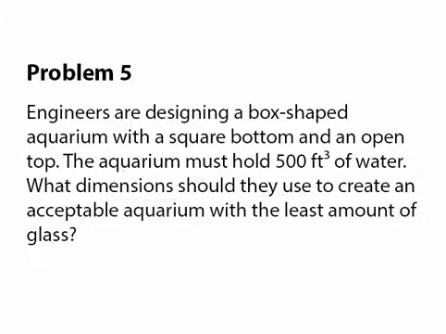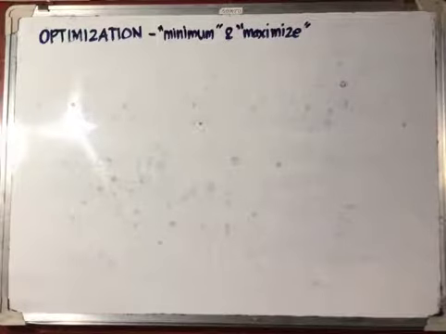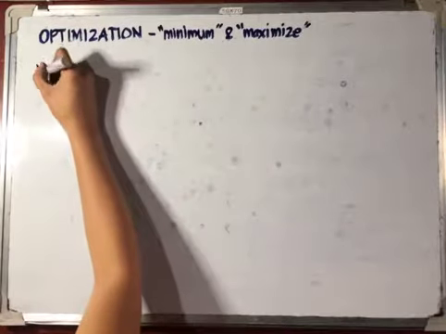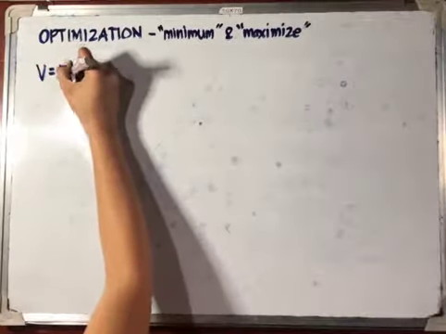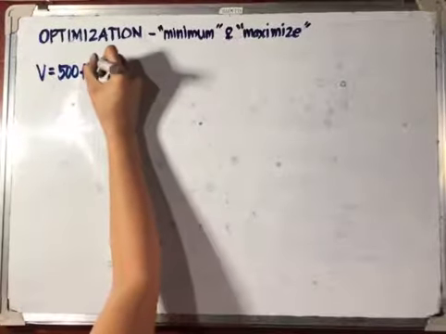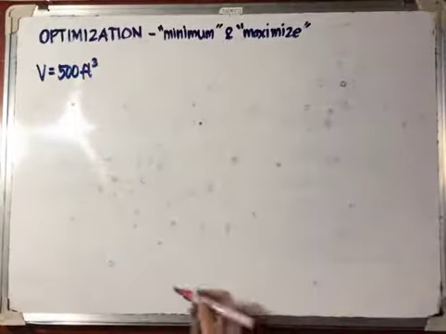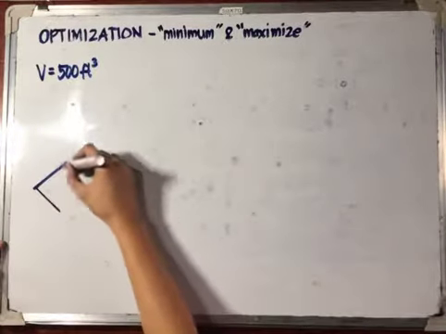Another problem. Engineers are designing a box-shaped aquarium with square bottom and an open top. The aquarium must hold 500 cubic foot of water. What dimension should they use to create an acceptable aquarium with least amount of glass? Okay, we have a square bottom. It must have a volume of 500 cubic foot. Square bottom, open top. So let's try to draw that one.